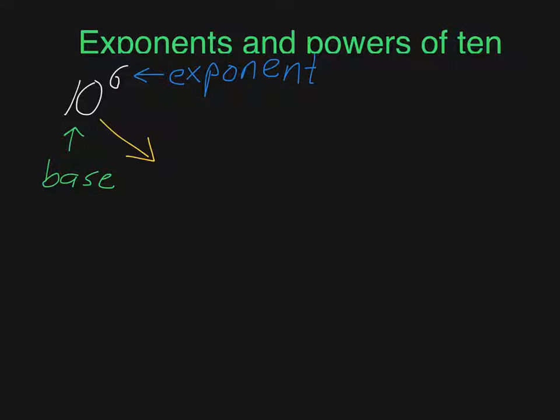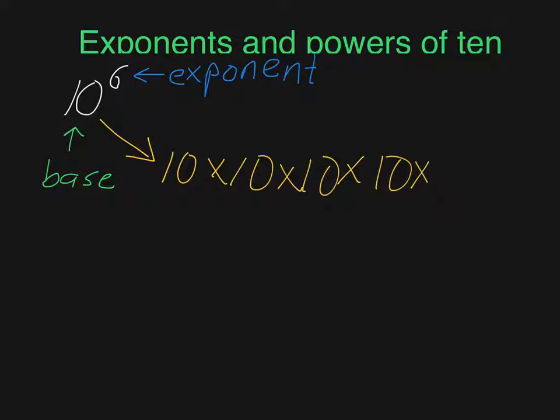10 to the 6th power actually means 10 times 10 times 10 times 10 times 10 times 10. It actually means there will be 6 tens in the number sentence. So 10 times 10 times 10 times 10 times 10 times 10, we have 6 tens multiplied together, which equals 1 million.